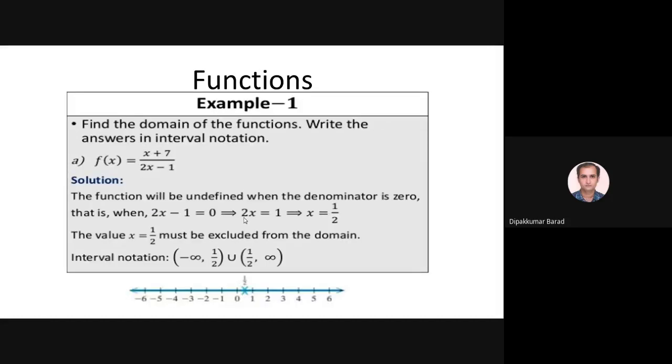Now find the domain of the function and write the answer in interval notation. See here, if you are given f of x equal to x plus 7 upon 2x minus 1, then the function will be undefined when the denominator is 0. If I take x equal to 1 by 2, then 2x minus 1 is 0. So for x equal to 1 by 2, the function is not defined. We have to exclude x equal to 1 by 2. Otherwise, for any x belonging to R, this function is defined.